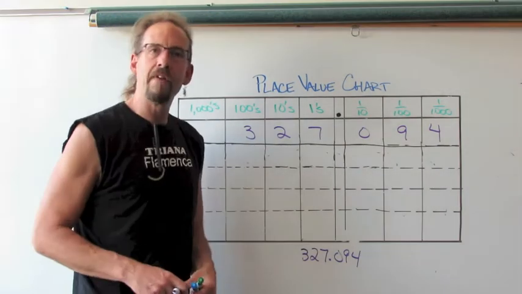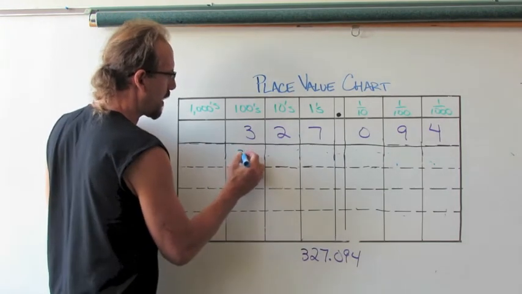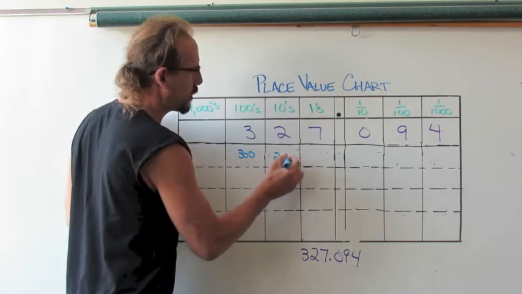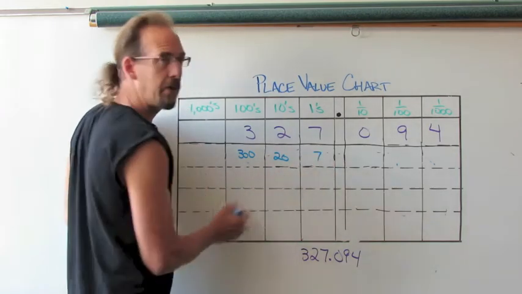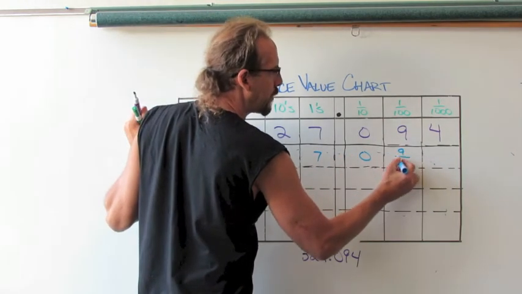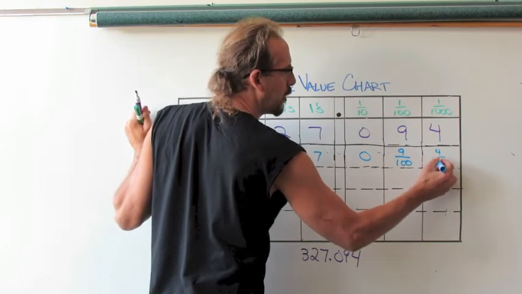They'll also need to know the value of those numbers. So when they see that 3, they'll need to know that that 3 really has the value of 300. The 2 has the value of 20. The 7 has the value of 7. This, of course, is 0. The 9 has a value of 9 hundredths. And the 4 has a value of 4 thousandths.